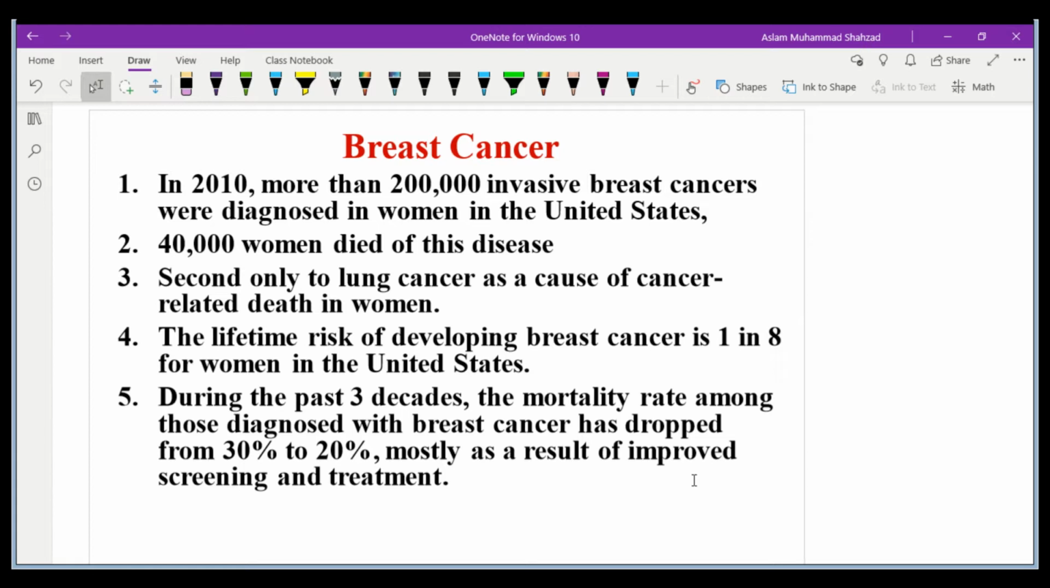The lifetime risk of developing breast cancer in women, especially in the United States, is 1 in 8. During the past 3 decades, the mortality rate among those diagnosed with breast cancer has dropped from 30 to 20% because of improved screening and treatment.